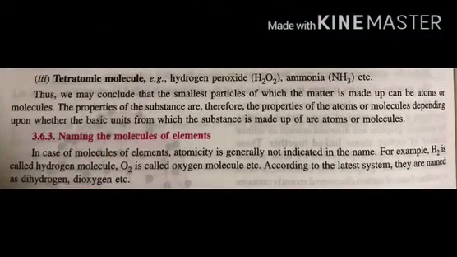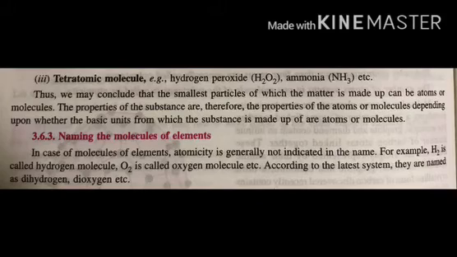Tetra atomic molecules include hydrogen peroxide H2O2, ammonia NH3, etc. Thus we may conclude that the smallest particle of which matter is made up can be an atom or a molecule. The properties of a substance are therefore the properties of the atom or molecule, depending upon whether the basic unit from which the substance is made up is an atom or a molecule.